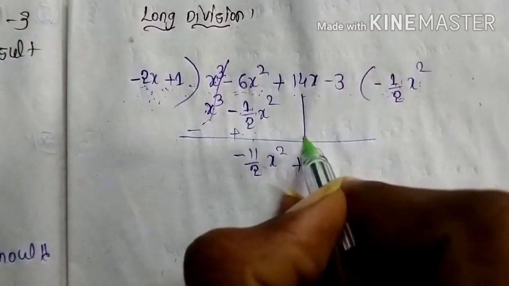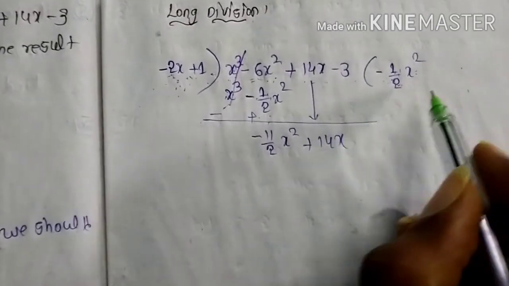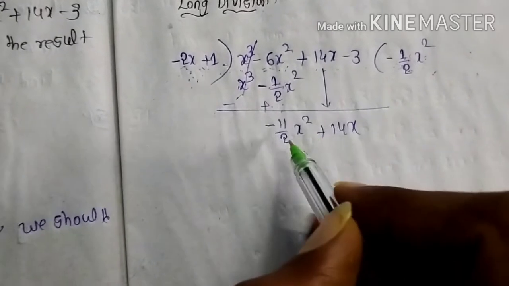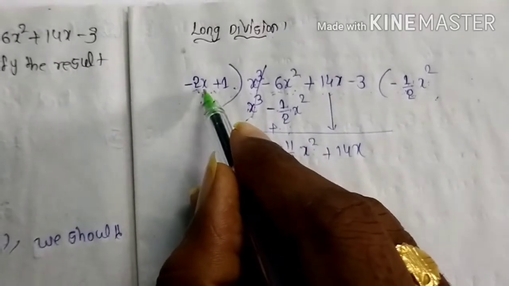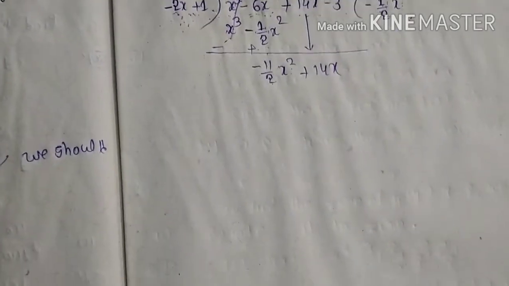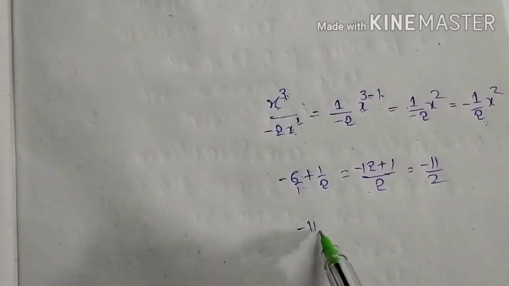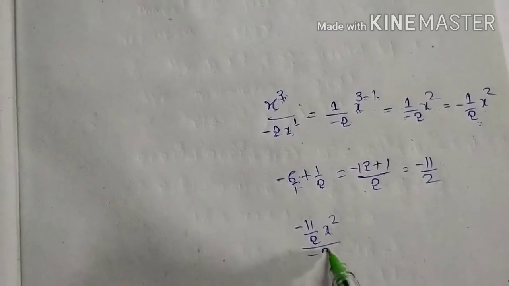Take one more term here. See, that means 14x. Now you can see you need to find the second term in the quotient. How can you find the second term? Just you can divide minus 11 by 2 x square with minus 2x. Minus 11 by 2 x square with which one? Minus 2x. See here, minus 11 by 2 x square with minus 2x.